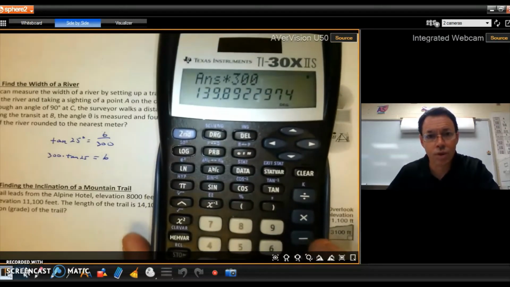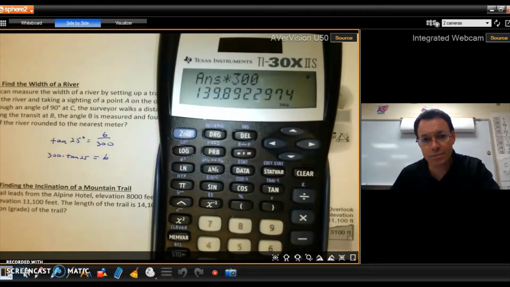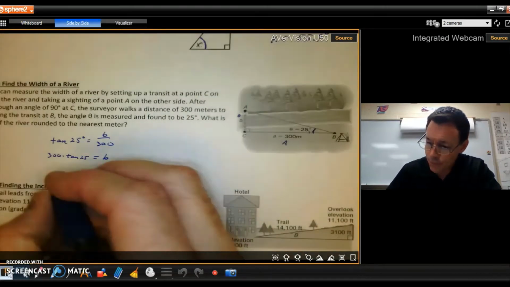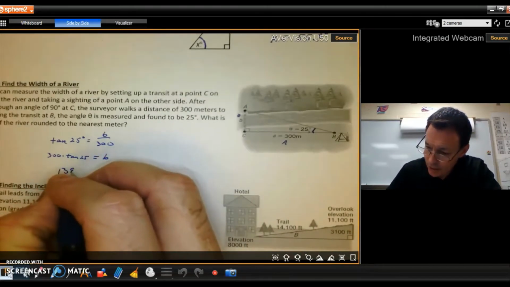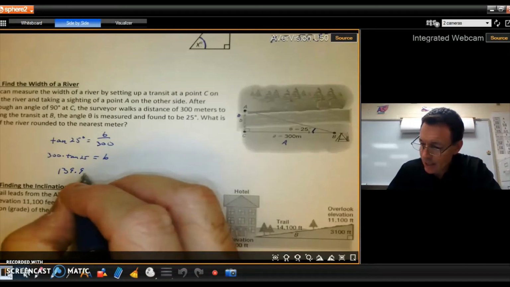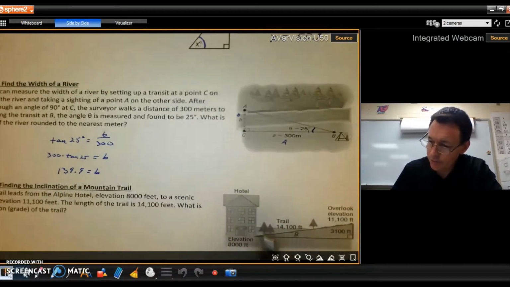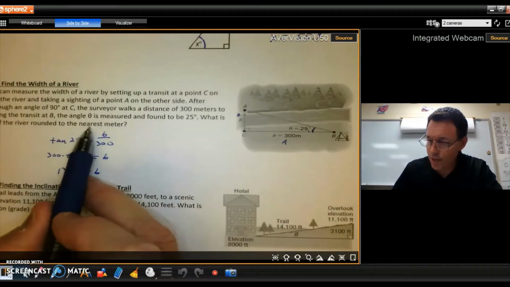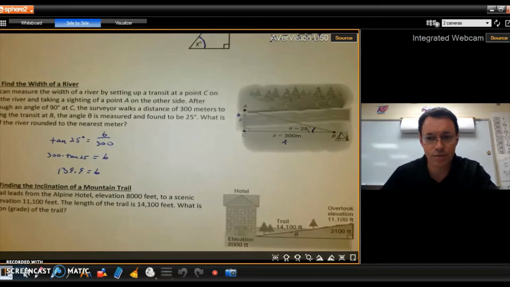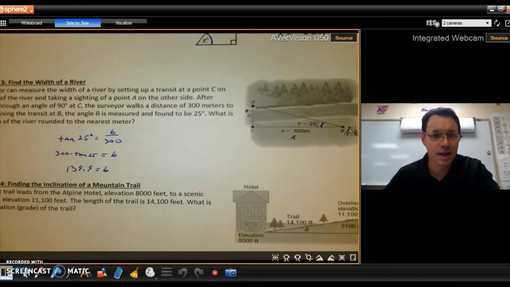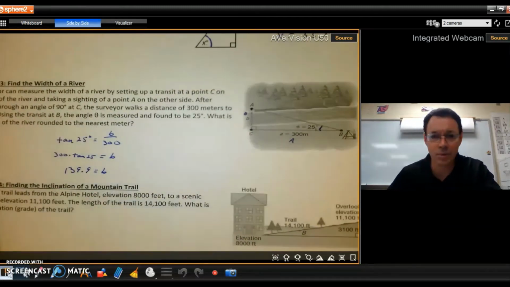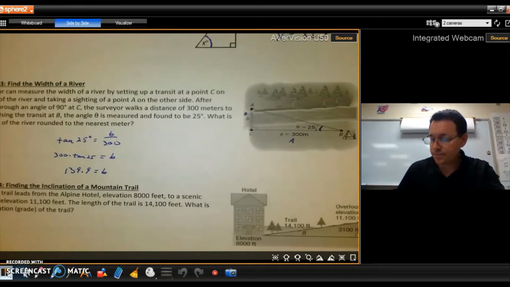There's a little glare. 139 point, well, we'll call it 9. Okay? 139.9, and actually I was bad. If I would have looked at the directions, it said round to the nearest meter, so I should have said 140. Okay? So in this case, I didn't. I would have caught myself, and I would have fixed it. But that's good enough for me as well. Okay, 139.9. Okay, look at the next one.